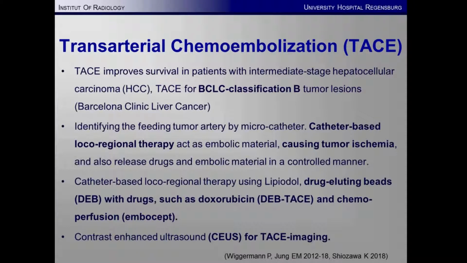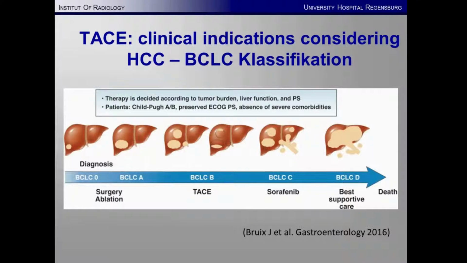Next, what does transarterial embolization mean? We use catheters, microcatheters. The aim is to identify the feeding tumor vessels and give chemotherapy and embolization materials selectively into the tumor center, not in the surrounding tissue. And in my opinion, contrast-enhanced ultrasound is the best way to use for the perfect result of a selective chemoembolization. What do we have to know about the tumor selection?